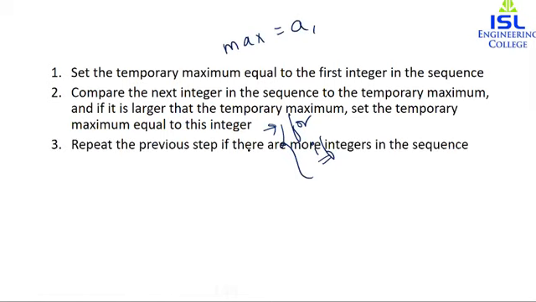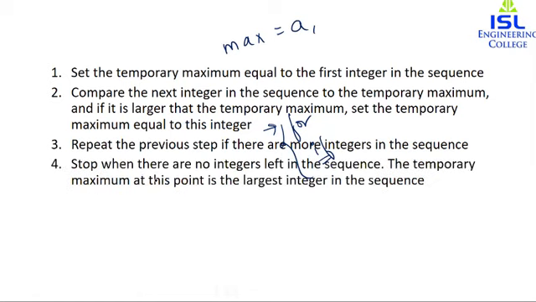Then repeat the previous steps if there are more integers in the sequence. So we have to keep repeating this. Then stop when there are no integers left in the sequence, and whatever maximum value is at this point is the largest integer in the sequence.